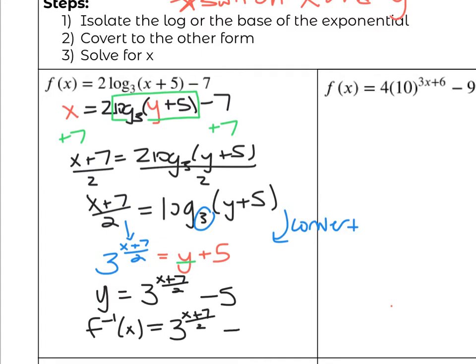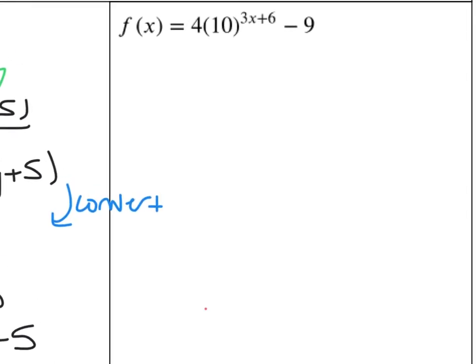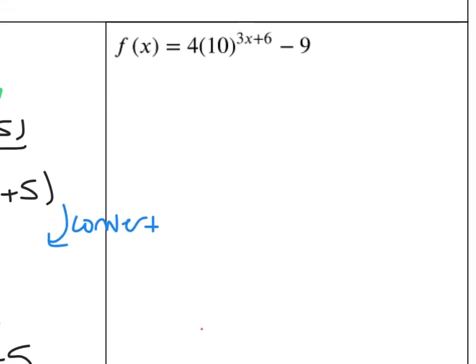Make sure it's really clear that the 3 and the 5 are the same size and that the x plus 7 over 2 is in the exponent. The actual format of your notation is really important here. All right, let's look at this next one.